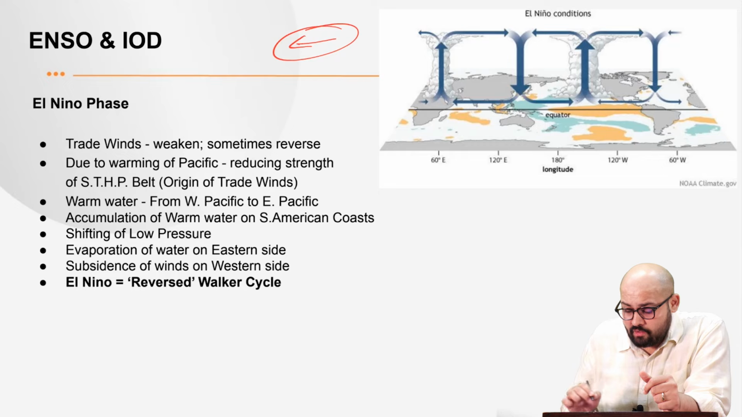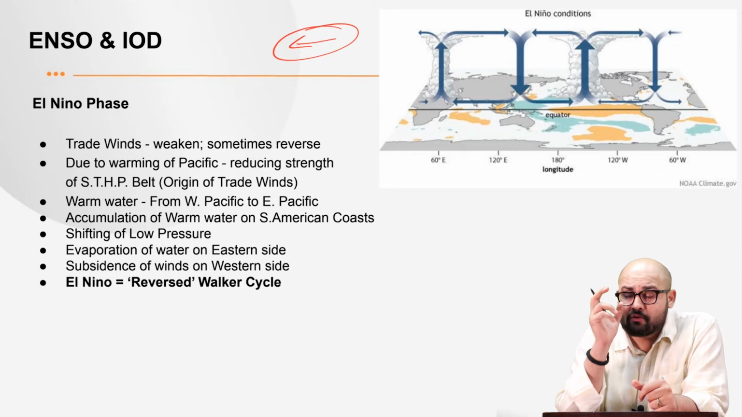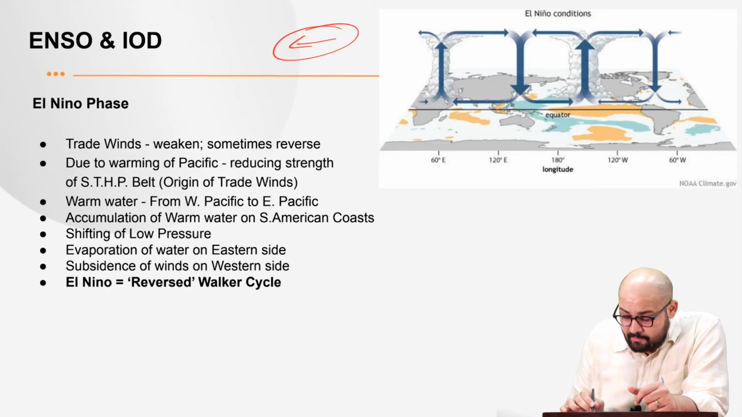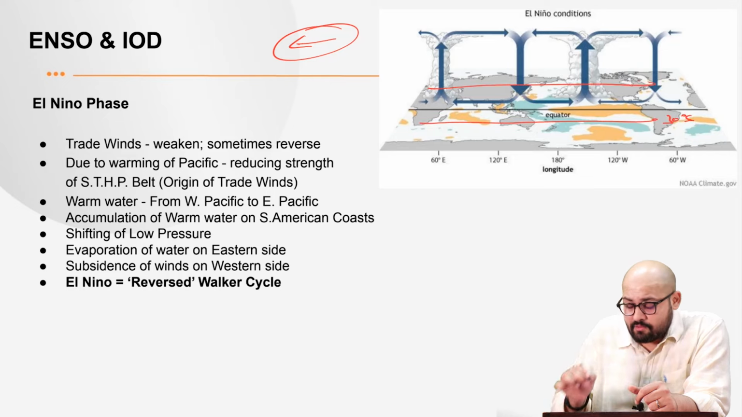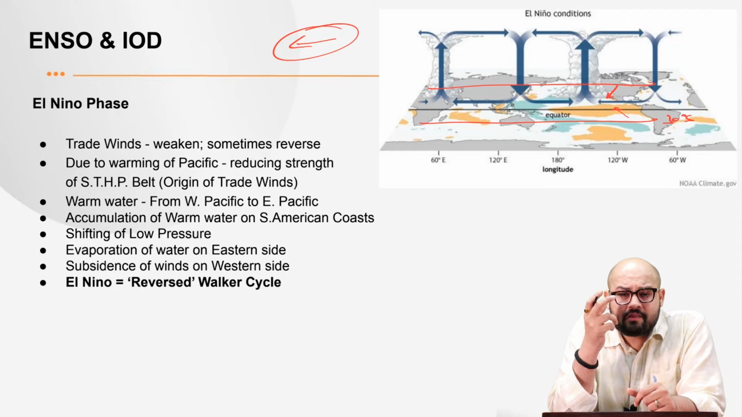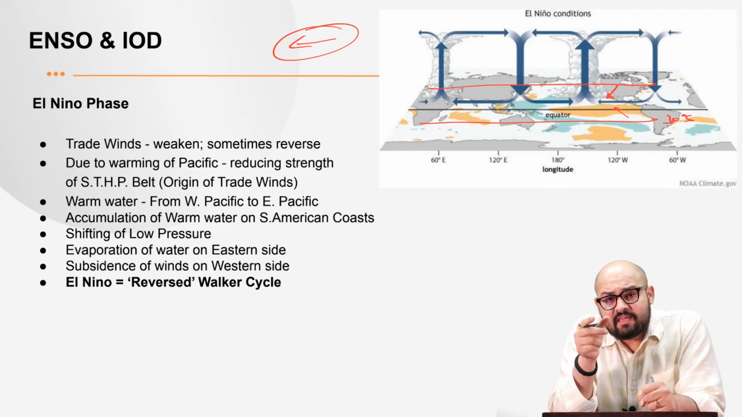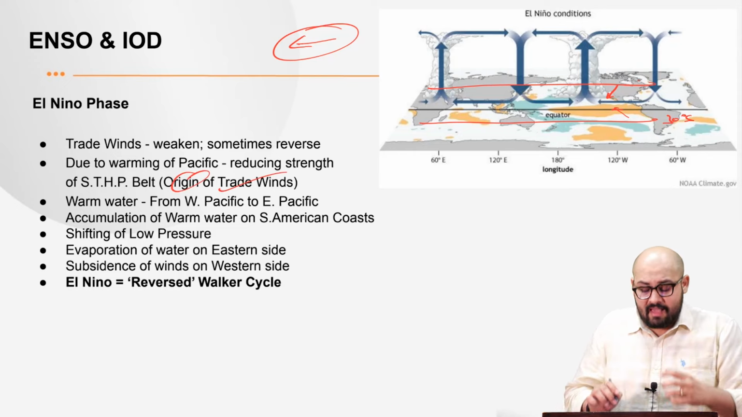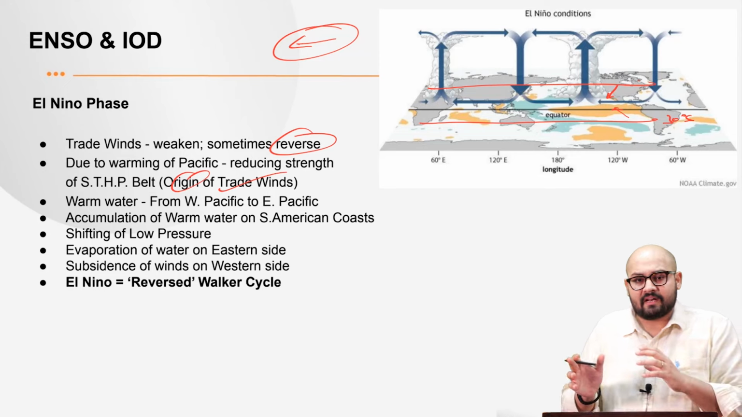See, we all know that the source of the trade winds is nothing but the subtropical high pressure belts. So the subtropical high pressure belts, they are around 30 degrees south and north, right? So that becomes the source of the trade winds. Now, once you have got the warming of the Pacific Ocean, these subtropical high pressure belts weaken. Once they weaken, that is the origin of the trade winds, you have got the weakening of the trade winds, and in some cases even reversal of the trade winds.